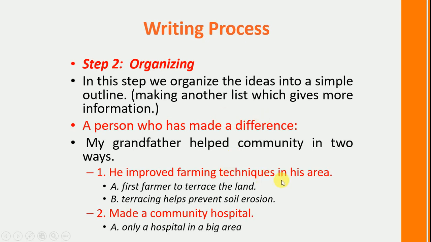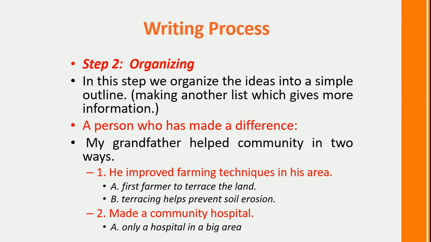Now, improve farming techniques in which area? Now, first, farming to terrace the land. Second, terracing helps prevent soil erosion. Number 2, made a community hospital. Now, in 2 ways, right? My grandfather helped the community in 2 ways. Now, what are those 2 major ways you should put? The first one is this, and the second one is made a community hospital in a big area. Now, you talk about the hospital, whatever you have written down that relates with the community hospital, you should put them right here. Now, this technique is called organizing technique.